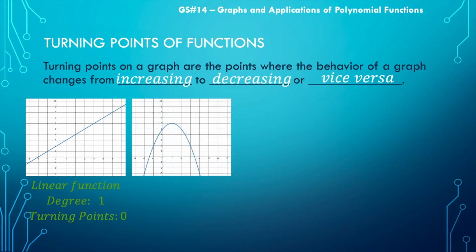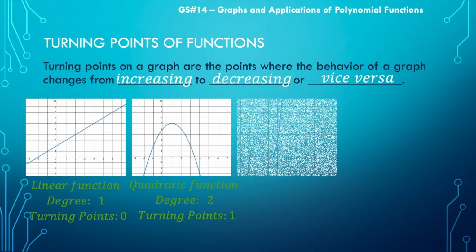This is a quadratic function, and we just spent a good amount of time talking about quadratic functions. We know that the degree of a quadratic function is 2. If you look at this graph, you can see that it's increasing until we hit the vertex, and then it's decreasing. That means we have exactly 1 turning point here.